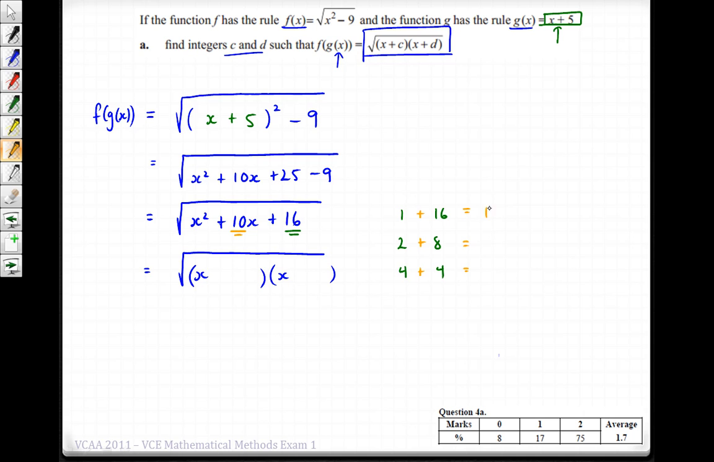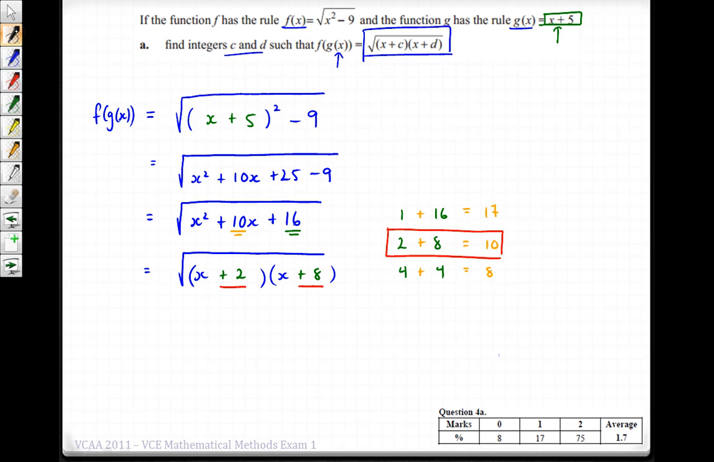So the top one's going to be 17, the second one's going to be 10, and the next one's going to be 8. So we can pick that this is the combo. The 2 and the 8 in here are the combo that are going to sit here and here. So we're going to put plus 2 here and plus 8 here.